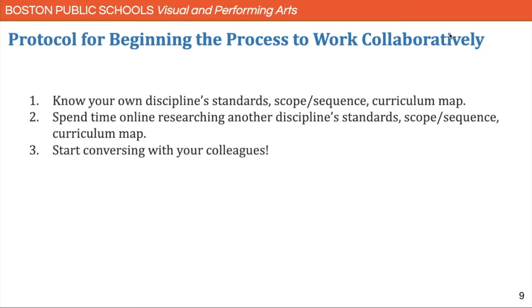So when you go to begin to work with other teachers, these are a few things that you should keep in mind. Make sure, of course, that you know your own discipline standards, scope and sequence. If you can access curriculum maps, that's awesome. Spend some time online researching the other disciplines' standards, scope and sequence, and curriculum map. You know thy neighbor. And start having conversations with your colleagues. No matter what level of arts integration that you engage in, there needs to be some minimal level of communication between the art teacher and the other discipline.